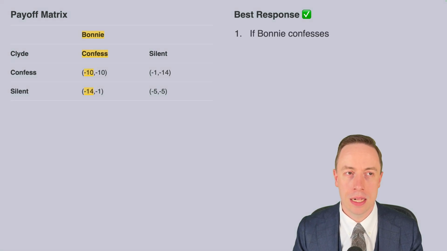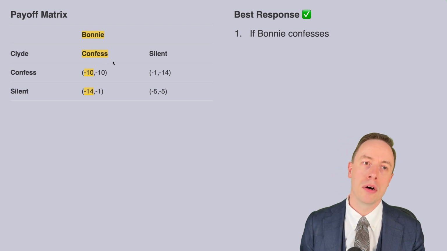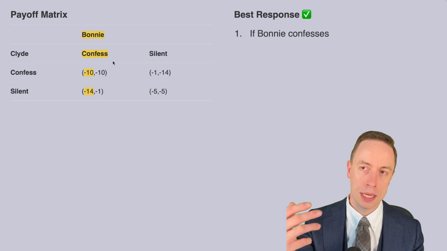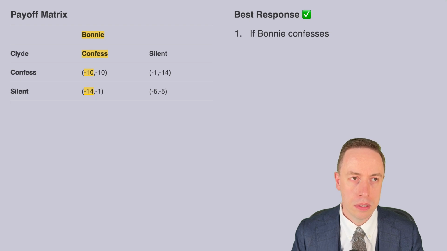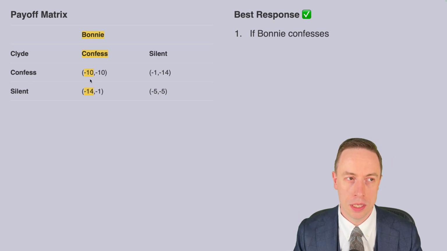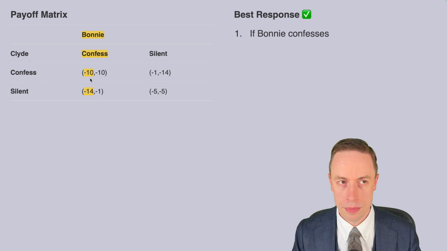So let's put ourselves in Clyde's position. We are in Clyde's position, but you'll notice I've highlighted Bonnie confessing. Why is that? Because we start out by thinking about what the other person does. So we're picking Clyde's best response if Clyde knew that Bonnie is going to confess. So we have to look at Clyde's payoffs here. That's the first one in our payoff numbers. If Clyde confesses, that sends him to prison for 10 years. But if he doesn't and Bonnie does, that's 14 years in prison.